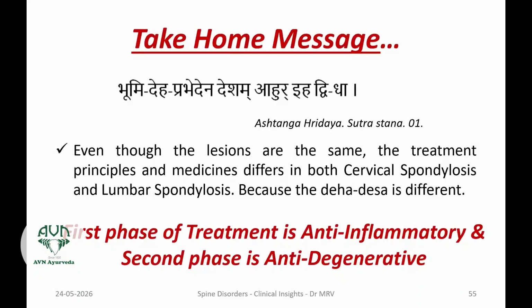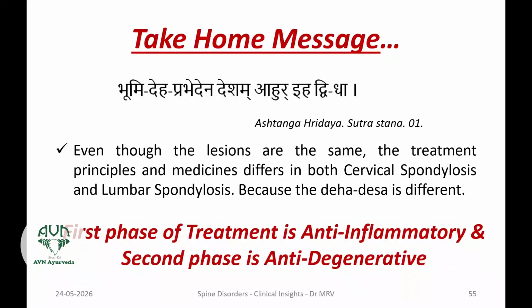Then here, this is a very important point which you have to understand. In Ashtanga Hridaya first chapter, the Bhumi Deha Pratibheda Deshamahu sloka is there. After that, Jangalam Vai Bhuvishtam, he is explaining about the Jangala Desha. He is not at all explaining about the Bhumi Desha and Deha Desha. Why? He is not explaining because Deha Desha is already explained. Everything he explained, but he is not further explaining in that part.